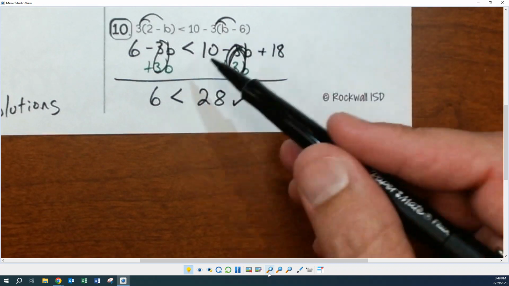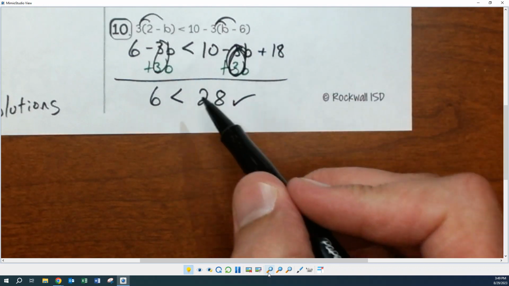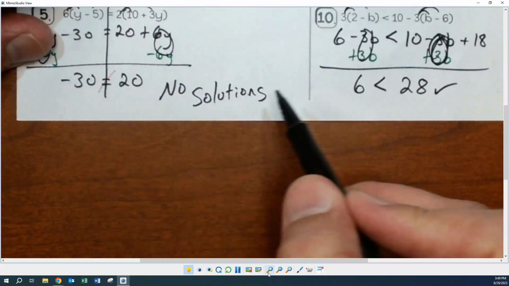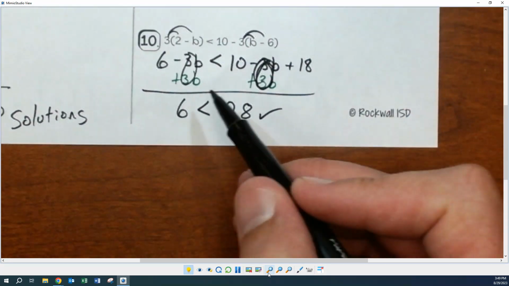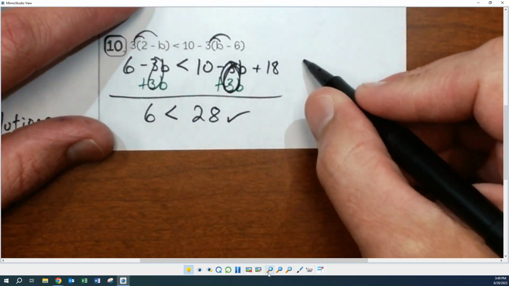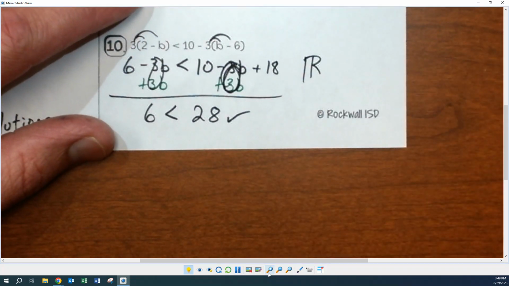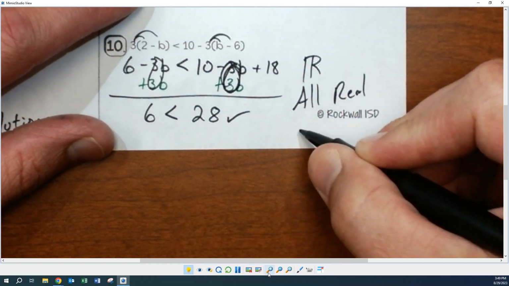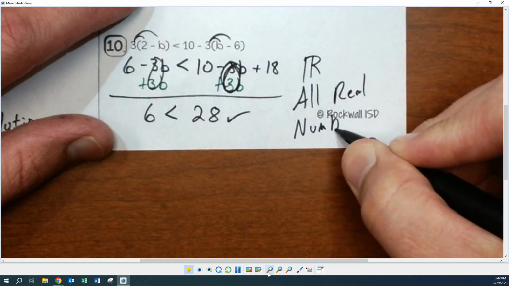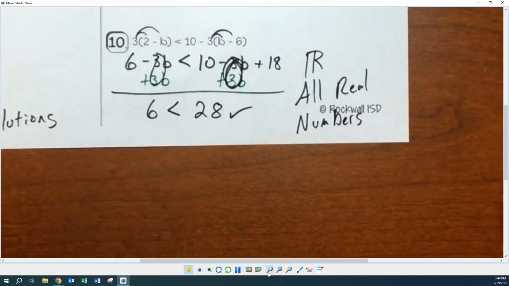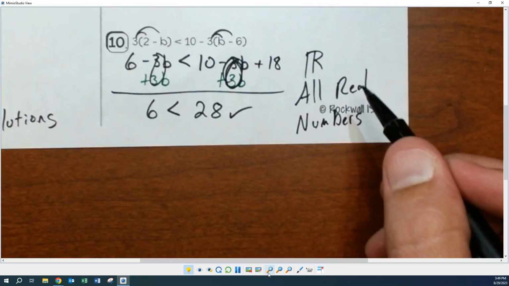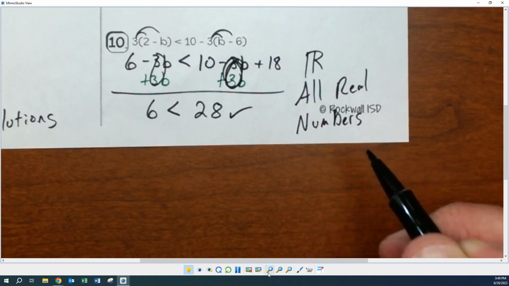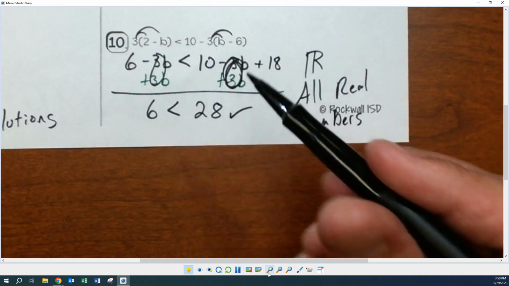But I don't have a variable. So what this means, because this statement is true, unlike here where we had no solutions, here this works, which means this fancy symbol saying all real numbers, which means every single number we can think about, every single number you've ever come across, 0, a billion, negative a billion, pi, every single one of these works.